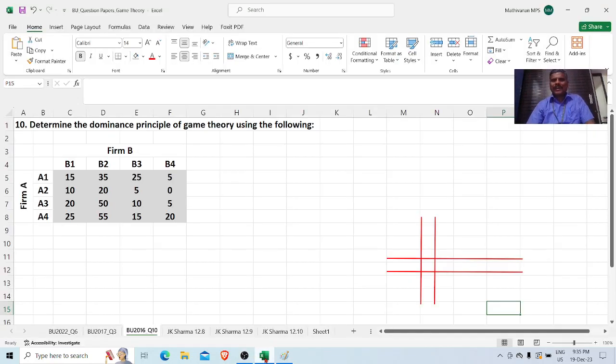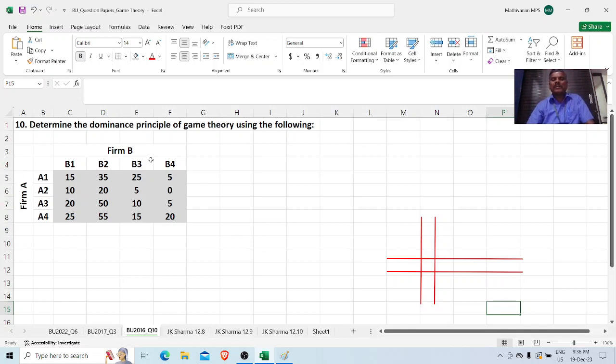Hello. We will continue our discussion on game theory problems. We will take the 2016 QT and OR question paper under Bangalore University. The question is displayed here. Question number 10. Determine the dominance principle of game theory using the following payoff matrix for players A and B.